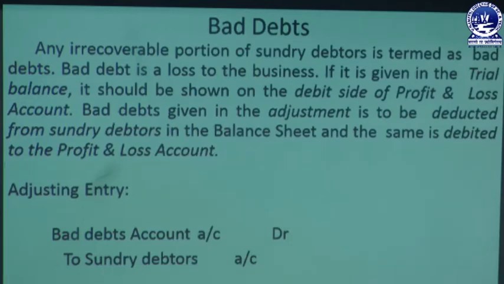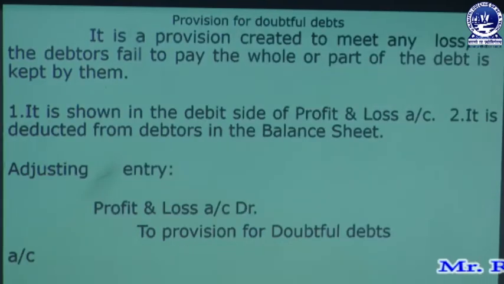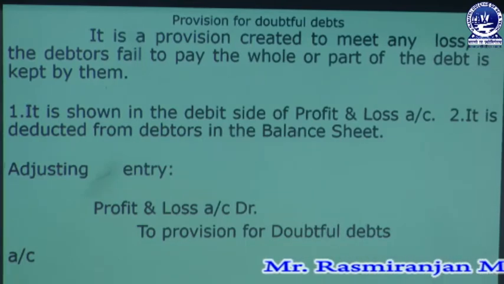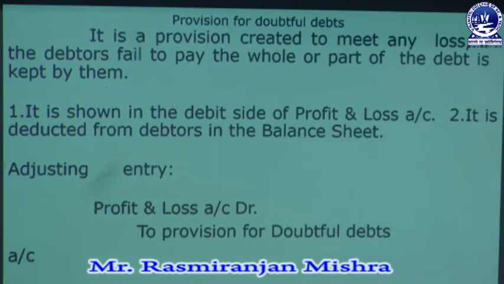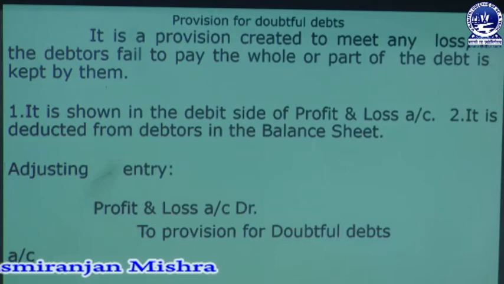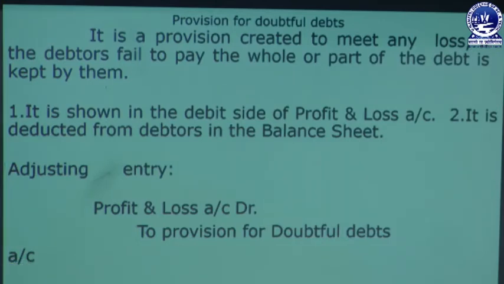This is the adjusting entry that must have been made. The next one is provision for doubtful debt. That means it is a provision created to meet any loss if the debtor fails to pay the whole or part of the debt owed by them.